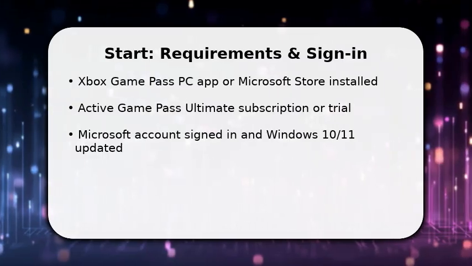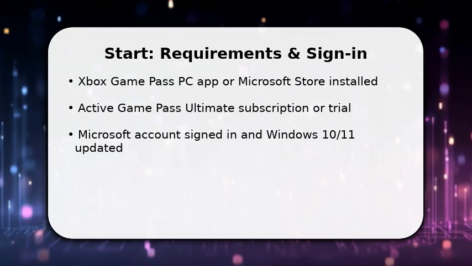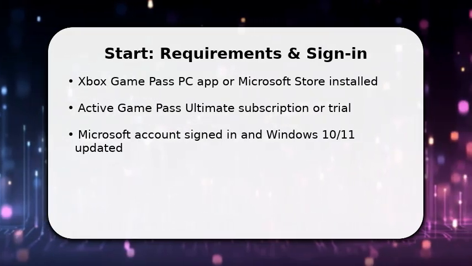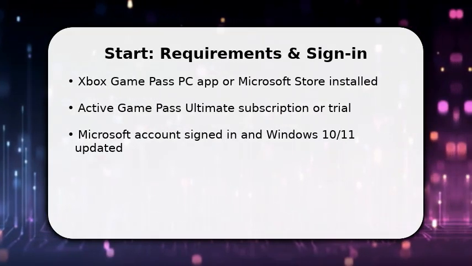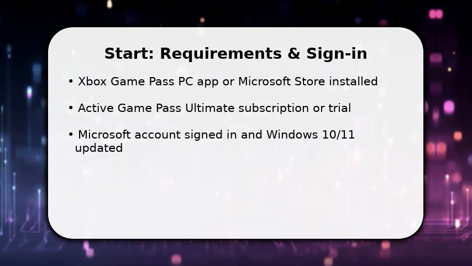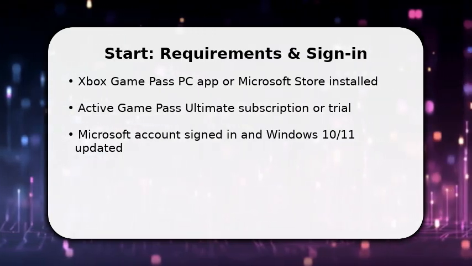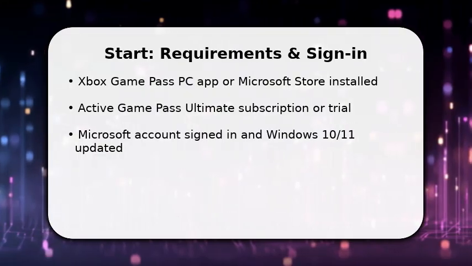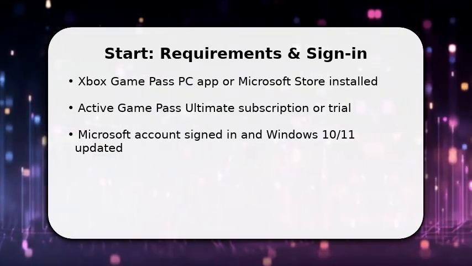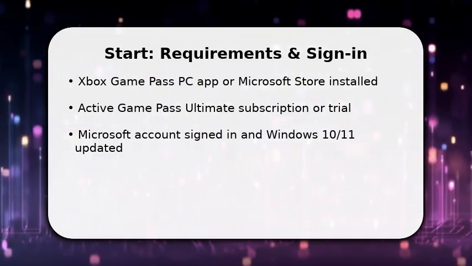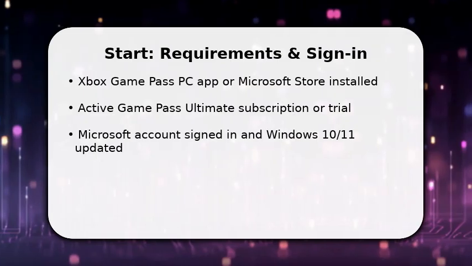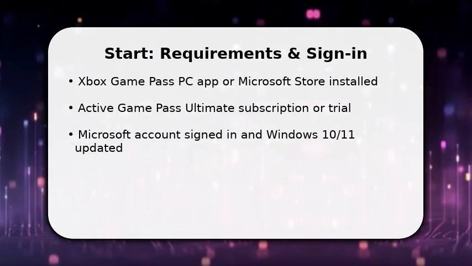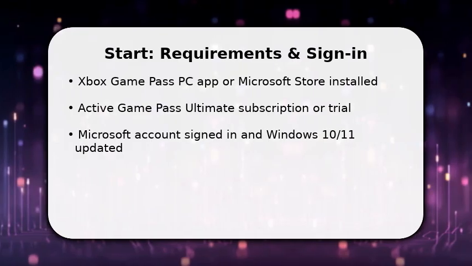You'll begin by confirming essentials. A PC on Windows 10 or 11, the Microsoft account tied to Game Pass, and the Xbox app or Microsoft Store installed. Sign in with the same account that holds your Ultimate subscription. This links entitlements and cloud saves automatically. Once done, make sure Windows and the Store app are updated so the app recognizes your subscription.